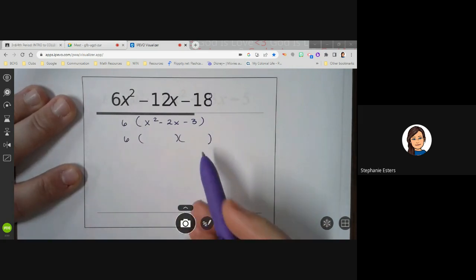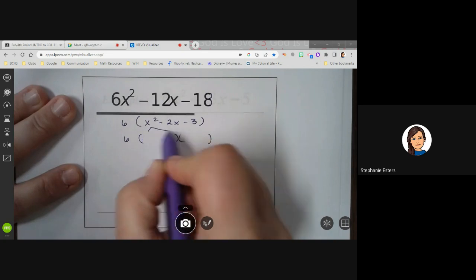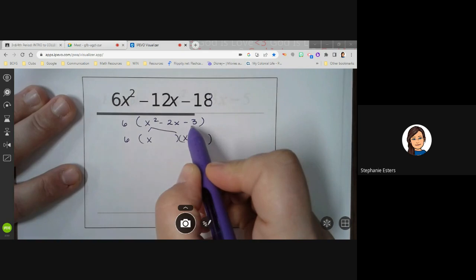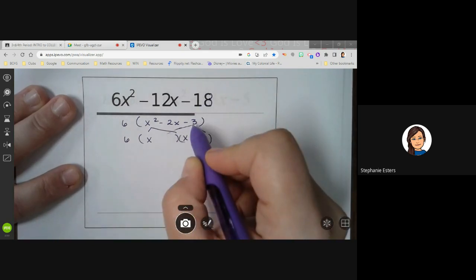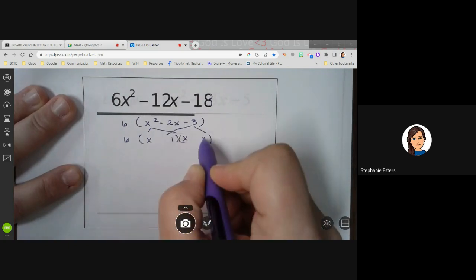Here's how trinomial method goes. I'll look at my first term. X squared is x times x. Then I'll look at my last term, and its factors will go in the last spot. The only factors of 3, by the way, are 3 and 1, or 1 and 3. You can put them wherever you want.